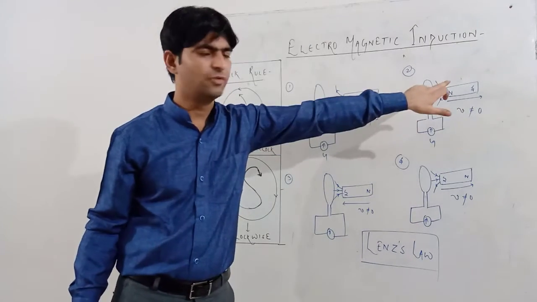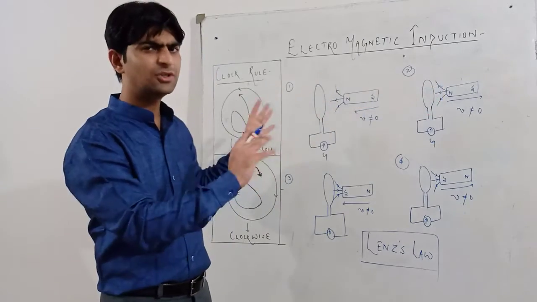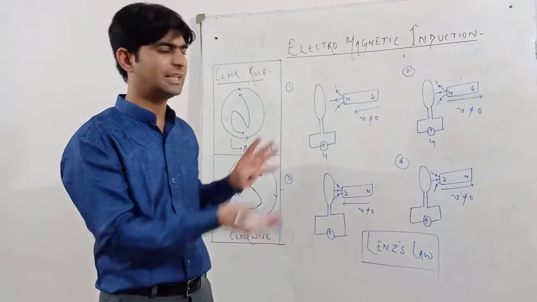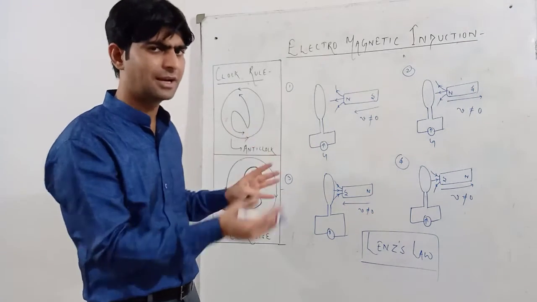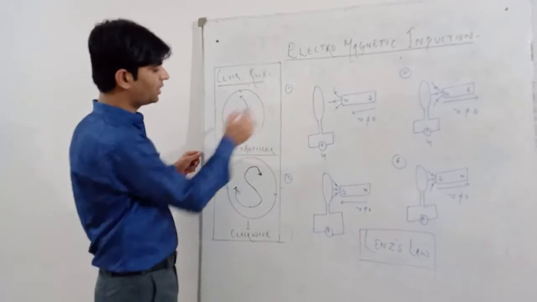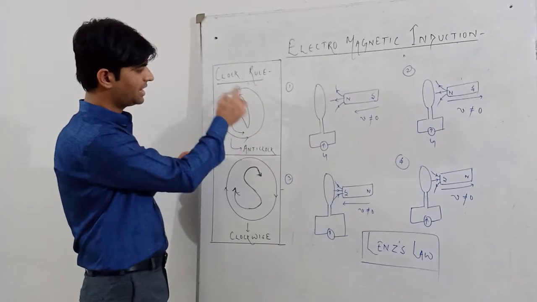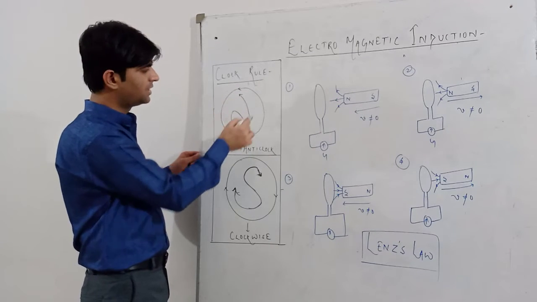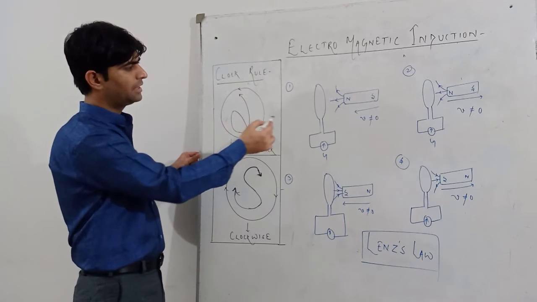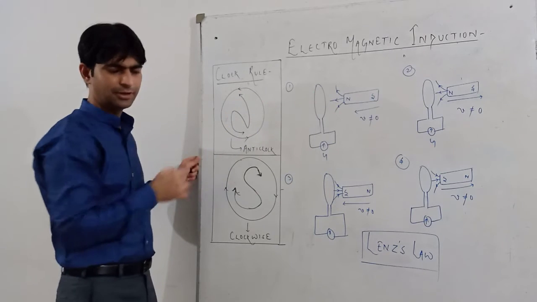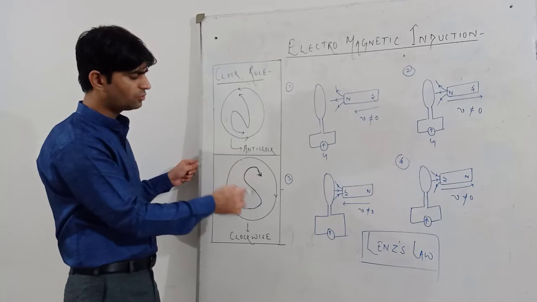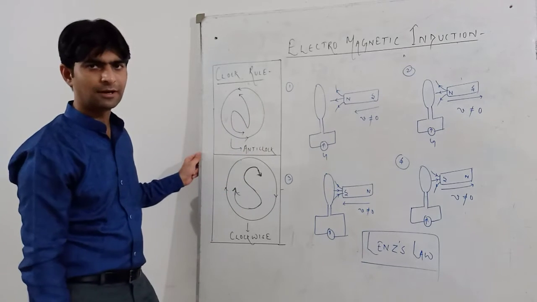Here the north pole is moving away from the coil, so either the flux will increase or decrease, but there should be a change. Whenever there is a change in the magnetic flux linking with the conductor, then the EMF and current will be induced in the coil. So if the circulation of current in the coil is in the anti-clockwise direction, again I have written this N just to remember this, then we can say that the north polarity will be induced. If the circulation of current is in the clockwise direction, then the south polarity will be induced in the coil.